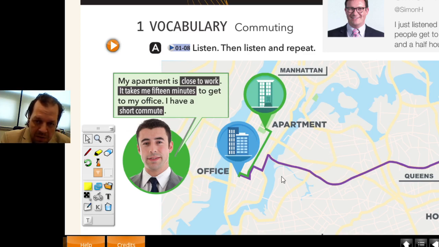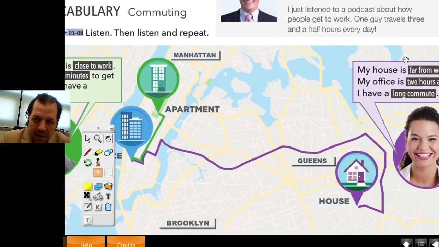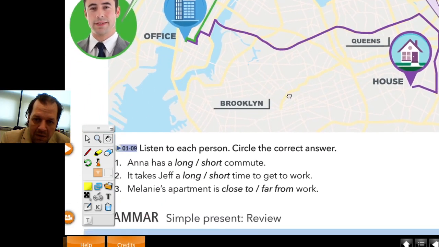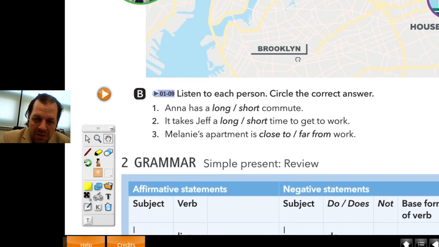Okay, those are some phrasals that we'll be using. Okay, and they've highlighted them here in the conversation. So we're going to listen to each person talk about their commutes.